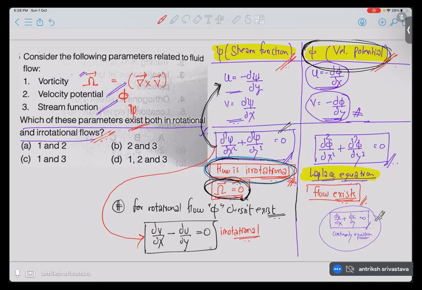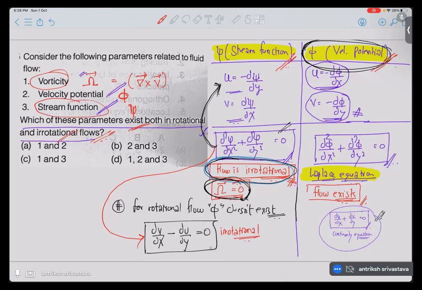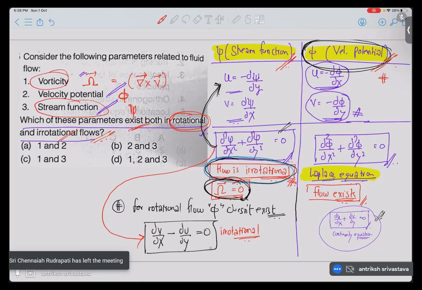Pallavi said C, that is 1 and 3. That is the correct answer, right? Because simply one point we have to remember here, that when the flow is rotational, the velocity potential does not exist. Okay, the answer is C.